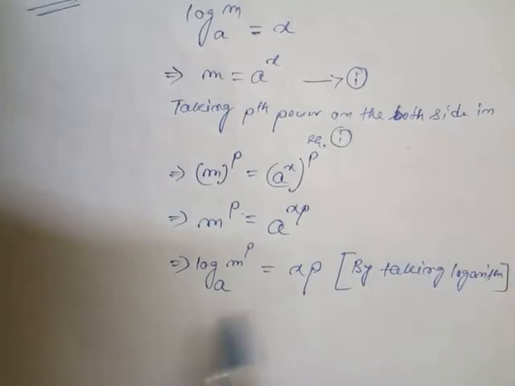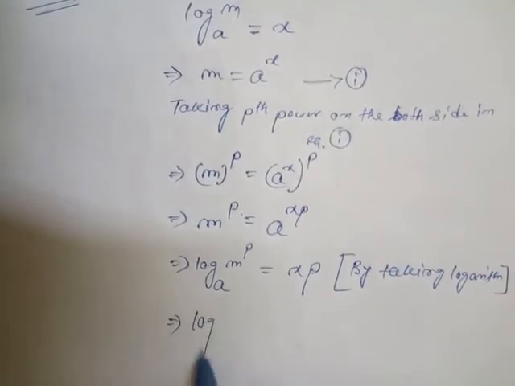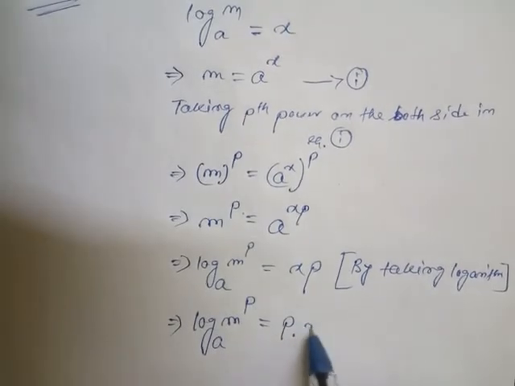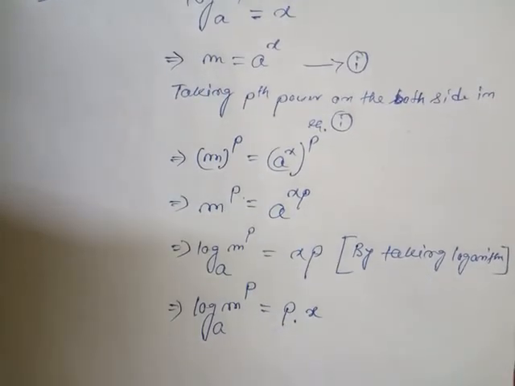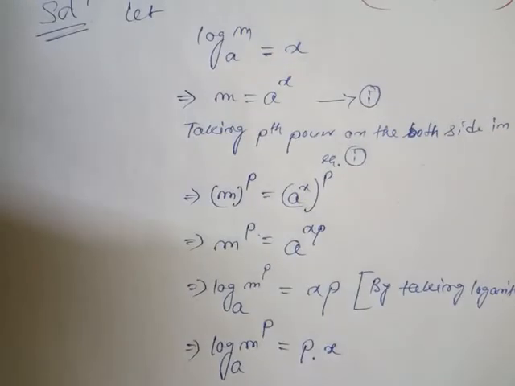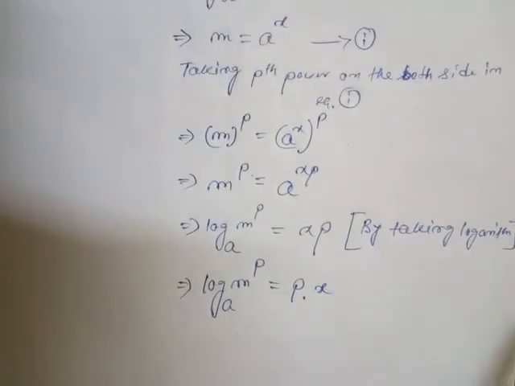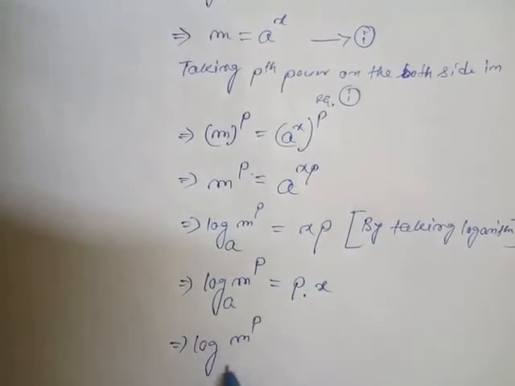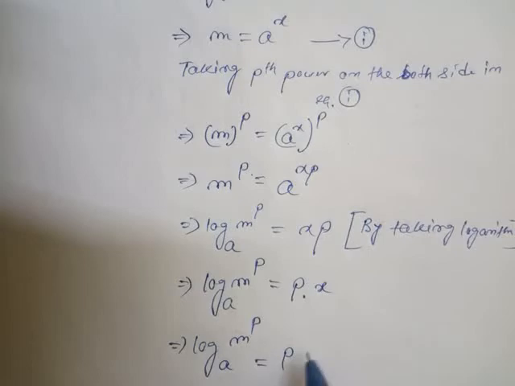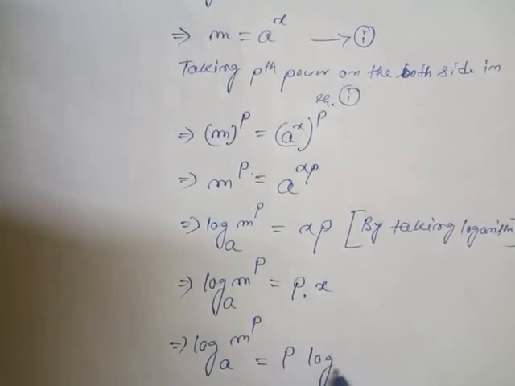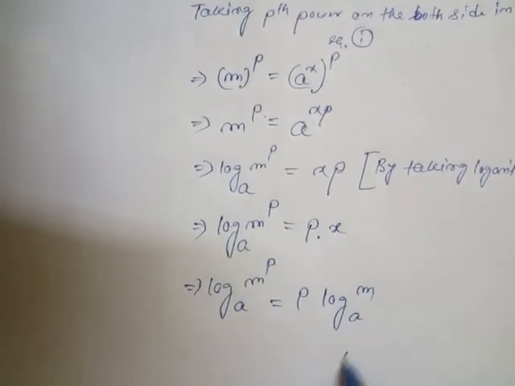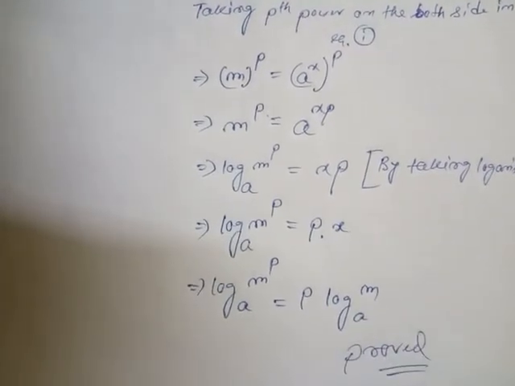Now this xp will remain the same, and xp can be written as p into x, which means xp again. So what is the value of x here? The value of x is this one, we'll put it down directly. So next, log of m to the power p base a equals p, and the value of x is logarithm m base a. This is the proof, we can write here now proved. This is the third formula proved.